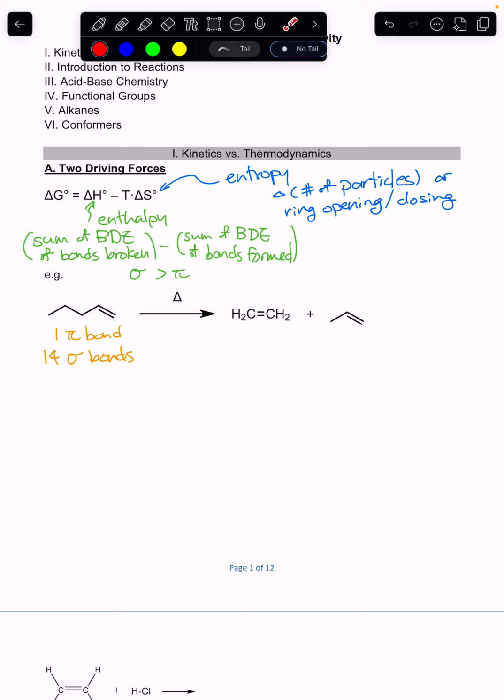In the products that we see, there's 1, 2 pi bonds, and there's 1, 2 CH sigma bond, 1 CC sigma bond, and 2 CH sigma bonds. So there's 5 sigma bonds here. And likewise, 6, 7, 8, 9, 10, 11, 12, 13 sigma bonds total in that molecule. What does that tell us? This tells us that enthalpically this is not a favorable reaction, because bonds got weaker.